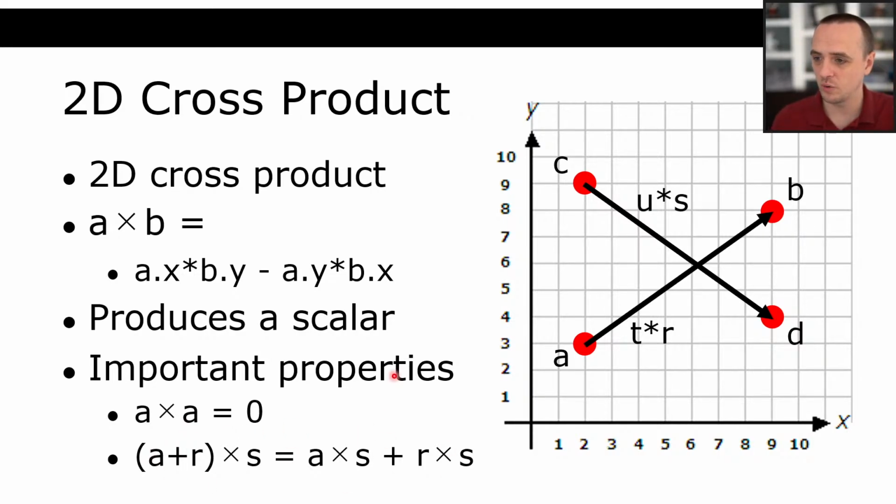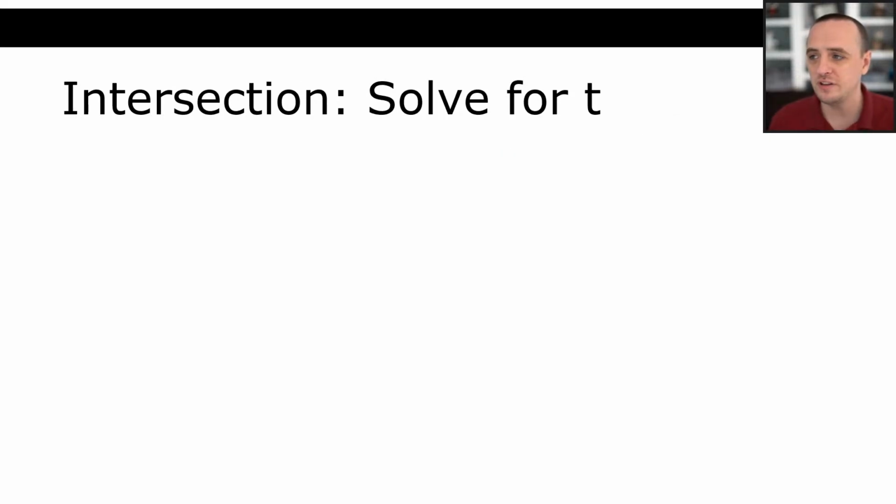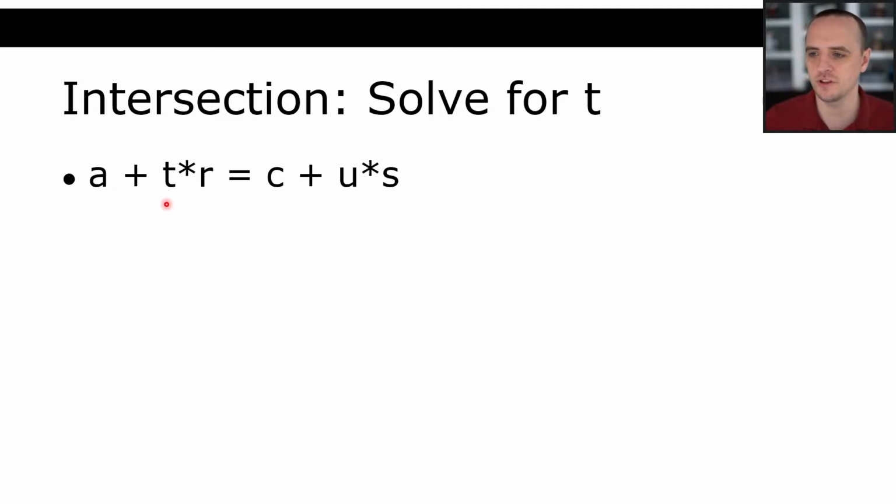And now we're going to use that to help us solve for our values. So how do we solve, for example, we have T and U, so let's just solve one of them. Okay, so let's just pick T because it comes first in the alphabet. So here's our formula. We have A plus T times R is equal to C plus U times S. Now, we have two equations with two unknowns, and we're trying to solve that situation.